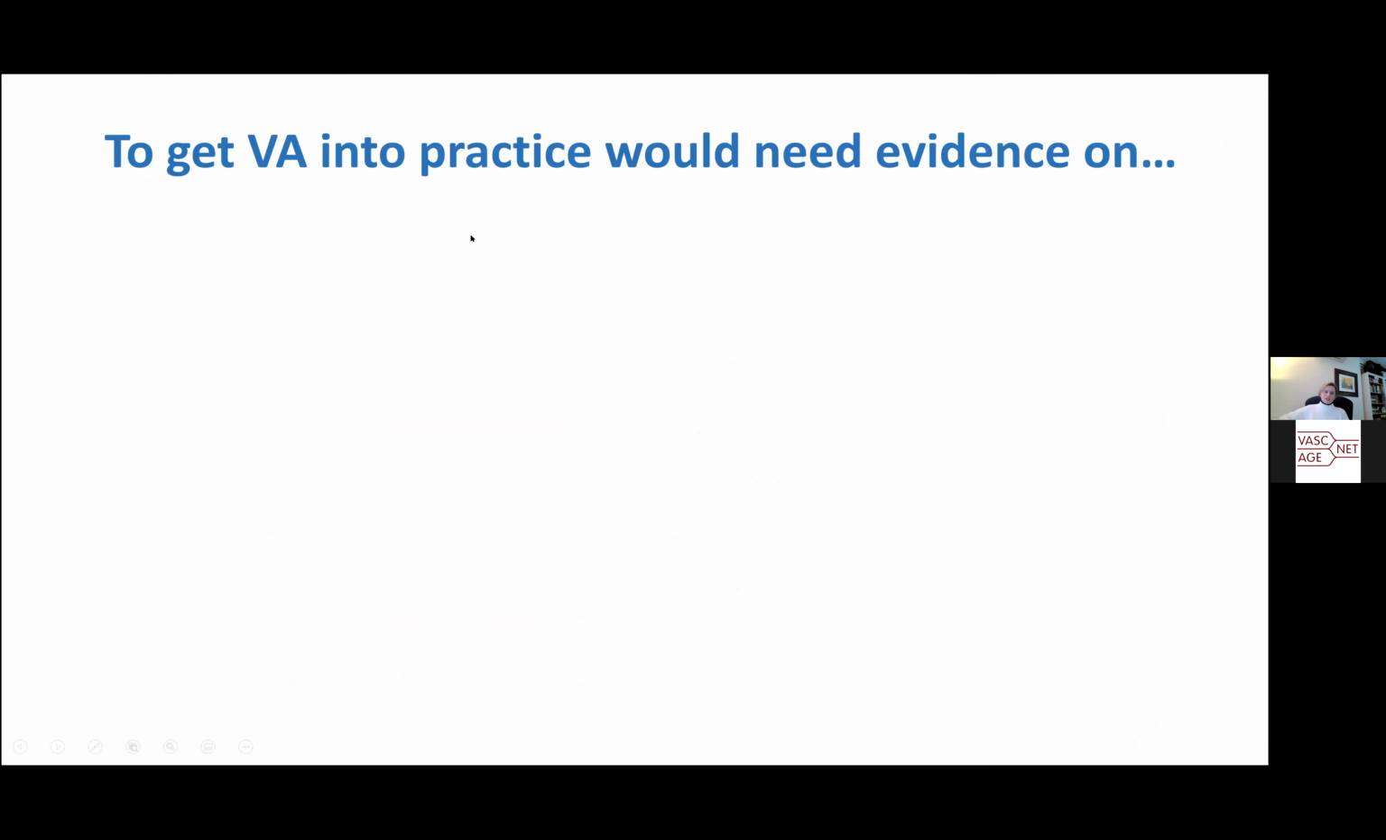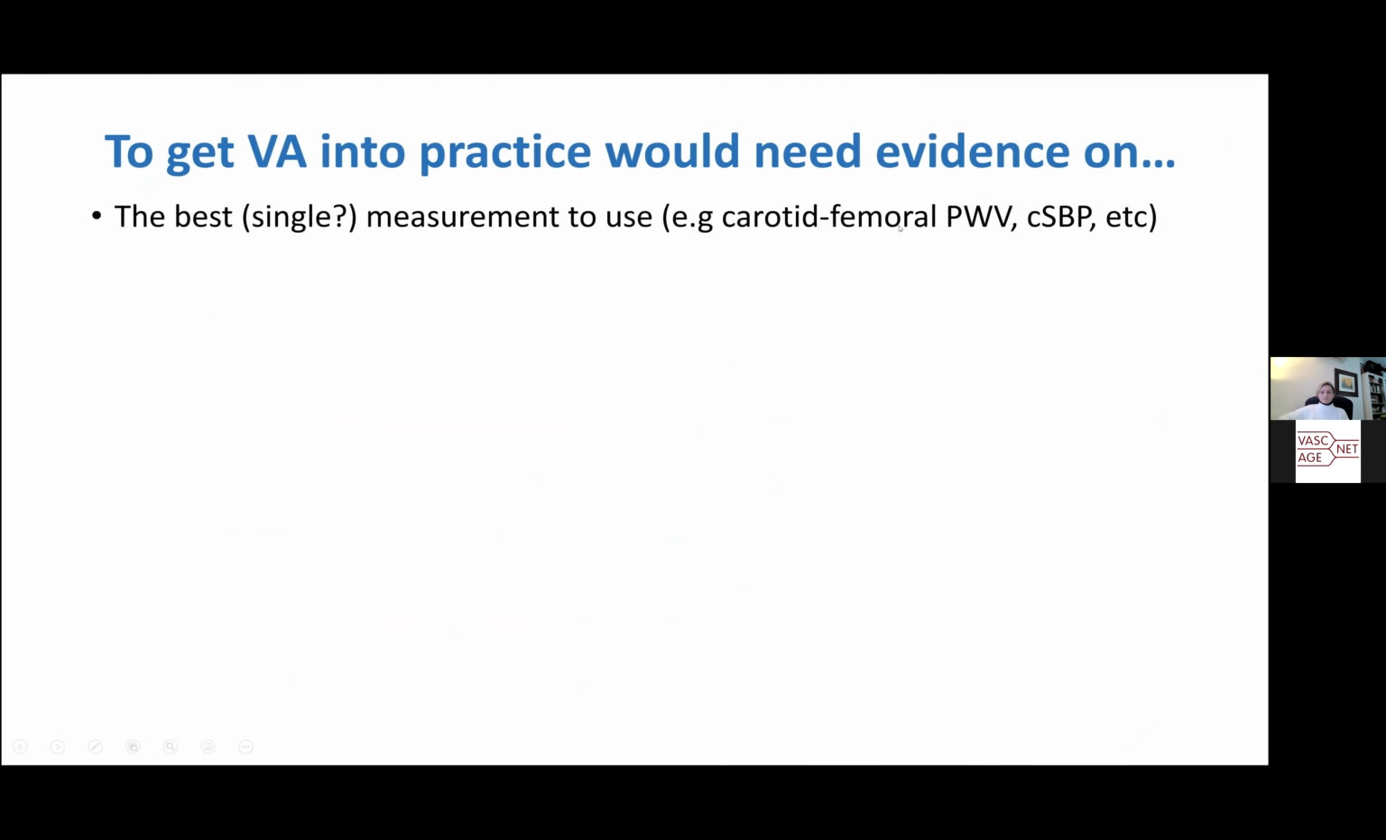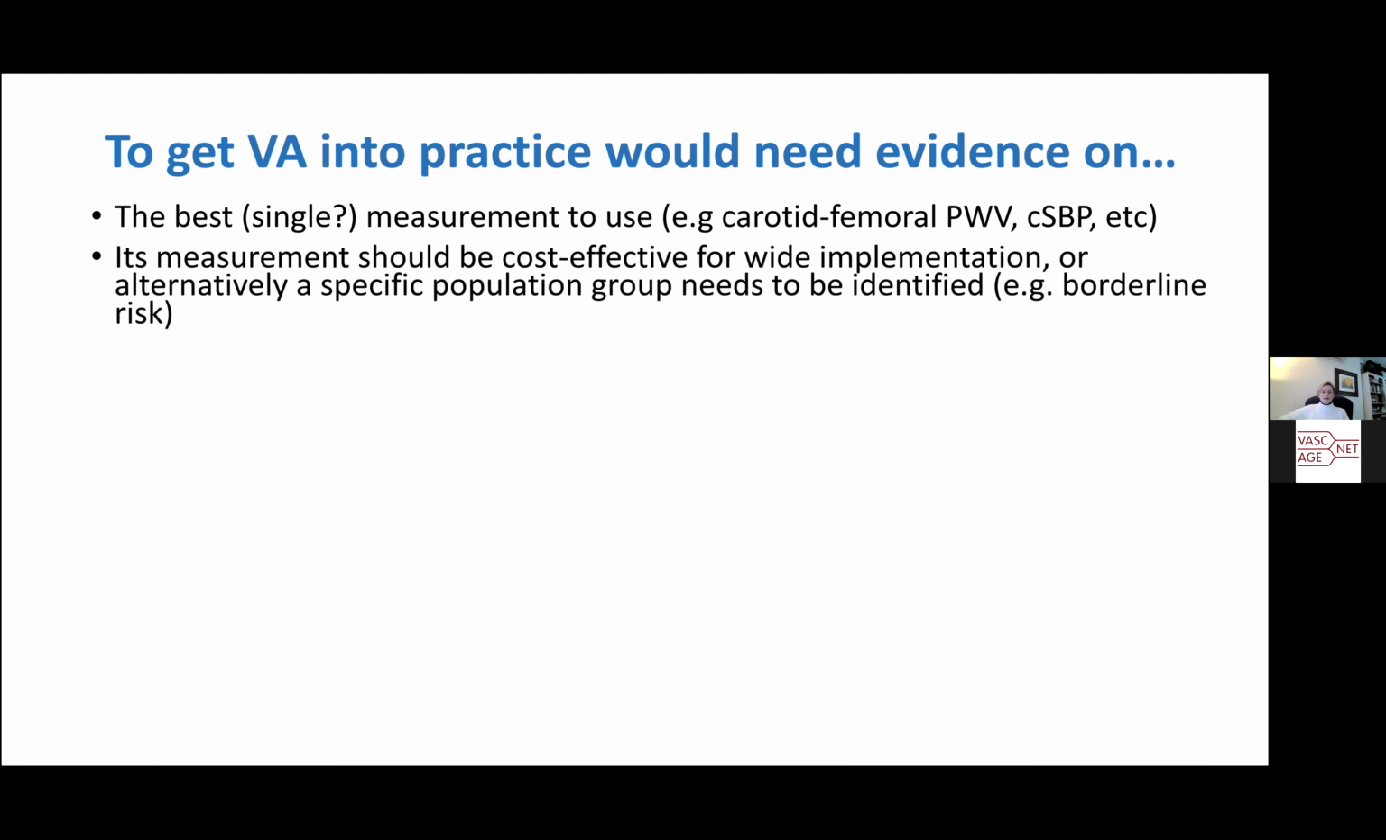To get vascular aging assessment into practice, we would need critical evidence. Firstly, I think simplicity is always a good thing. It's not always possible, but where possible, I think it's good to go for that. And that is the best single measurement to use. It should be very clear, right? And I think there should be some sort of consensus as well by the scientific leaders in this field. Secondly, and I think that's what was done in the 2012 consensus statement for carotid pulse wave velocity assessments, I'm not sure if things have changed.